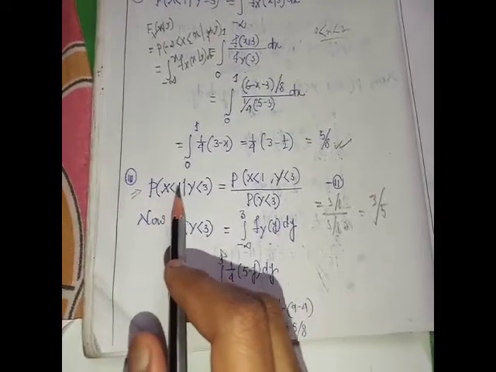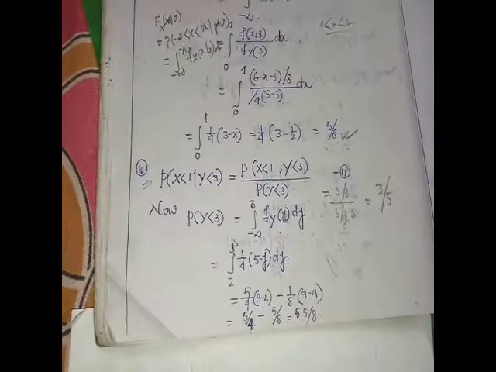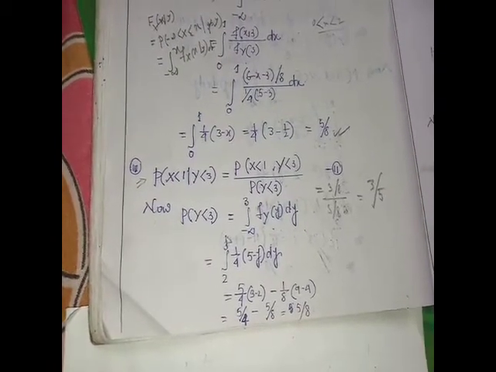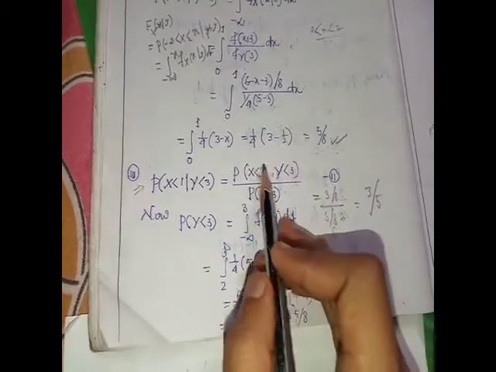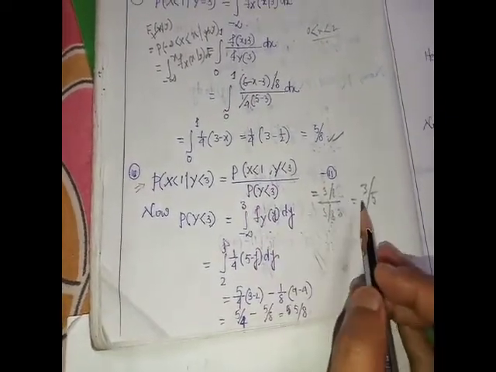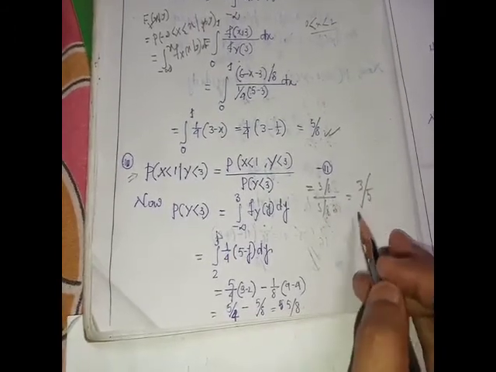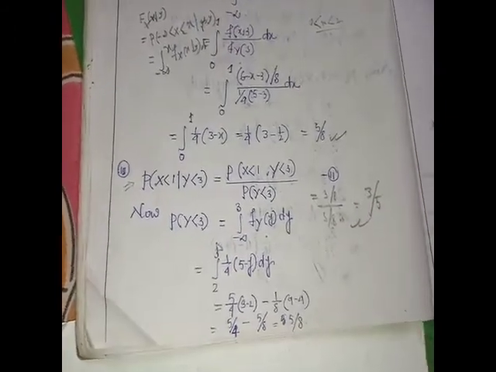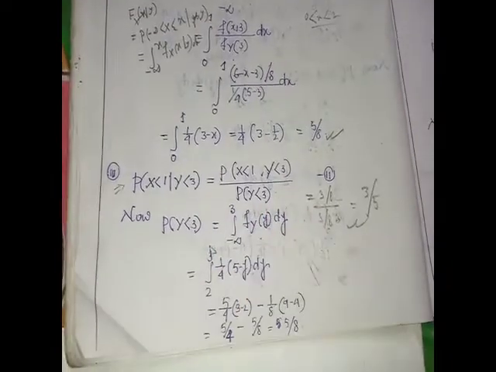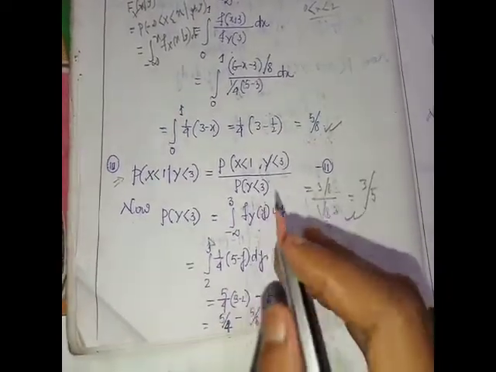So probability of X less than 1 given Y less than 3 means probability of X less than 1 comma Y less than 3 by probability of Y less than 3. This is 3 by 8 and this is 5 by 8. So the final answer is 3 by 8 divided by 5 by 8, equal to 3 by 5. This is the required result. Hence, this is the solution of this problem.